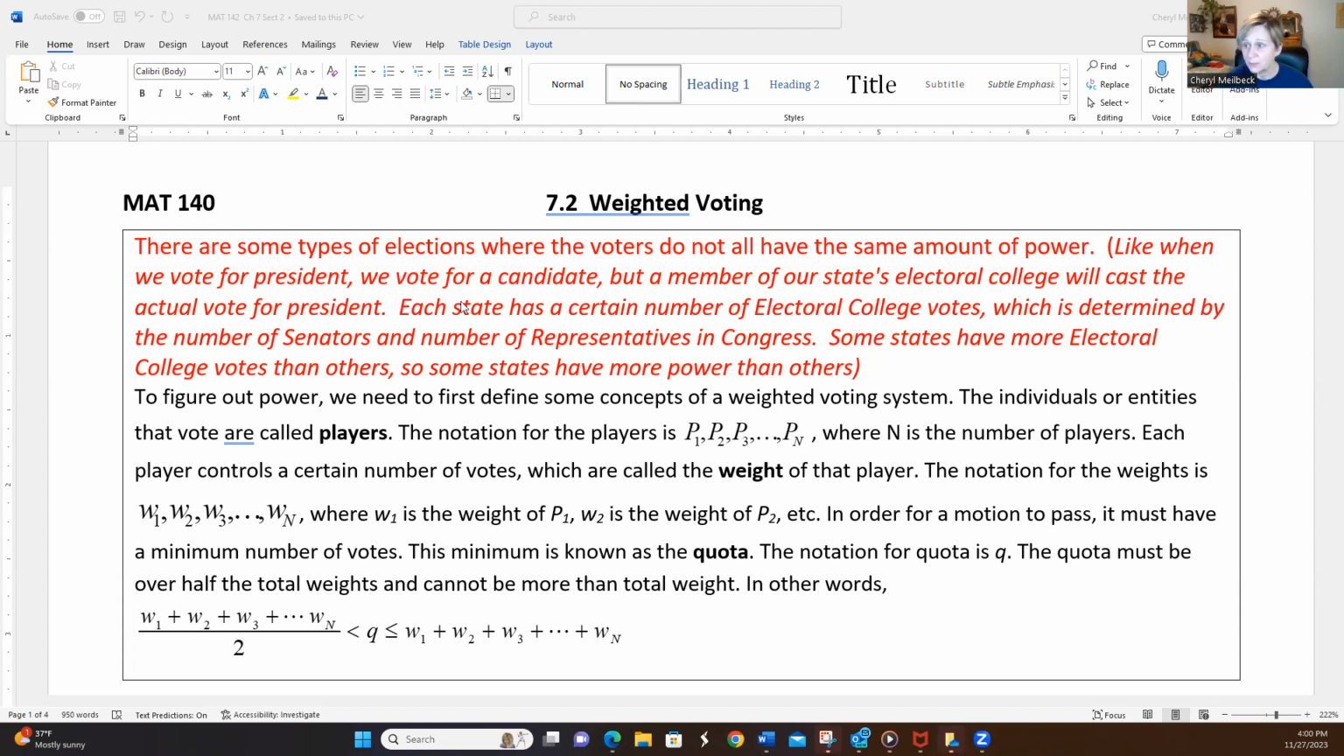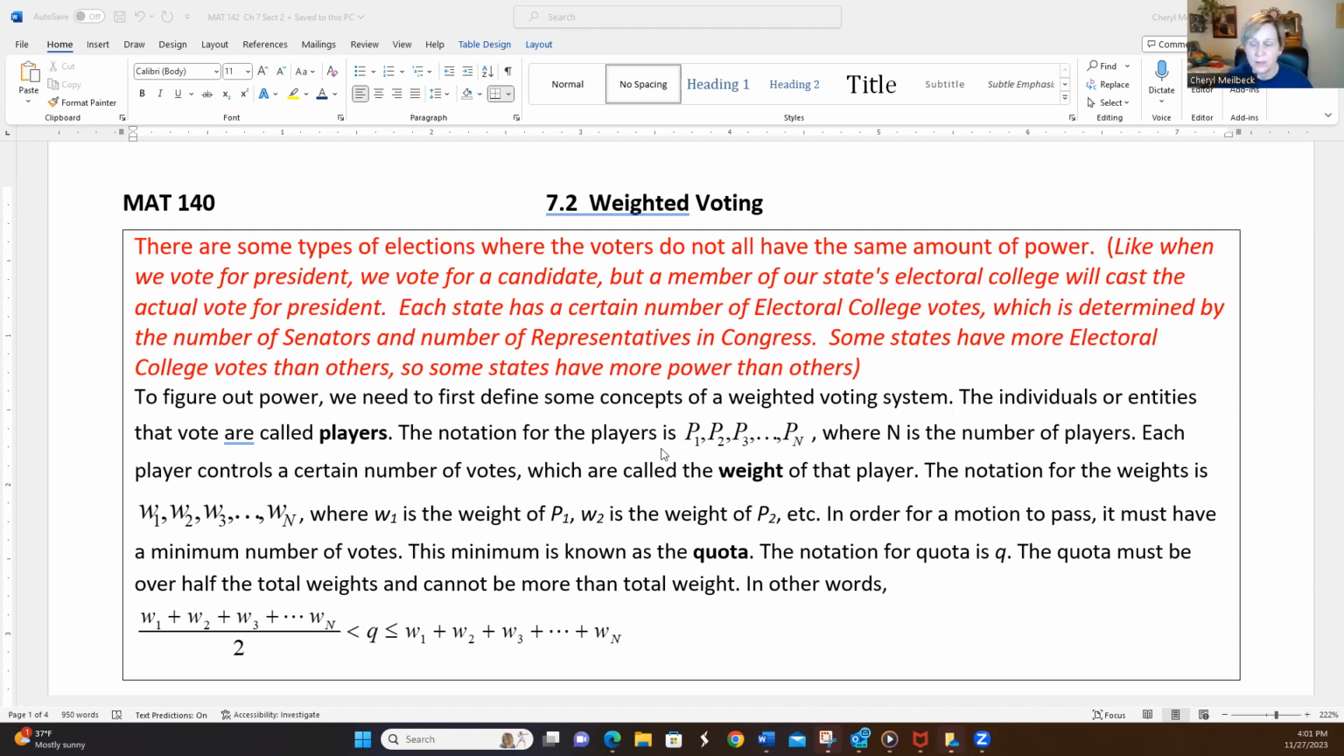Like when we vote for president, we vote for a candidate, but a member of our state's electoral college will cast the actual vote for president, depending on who a majority of our votes went for in our state. Each state has a certain number of electoral college votes, which is determined by the number of senators and representatives in Congress. So some states have more electoral college votes than others. So those states have more power than others. And that's what weighted voting is about.